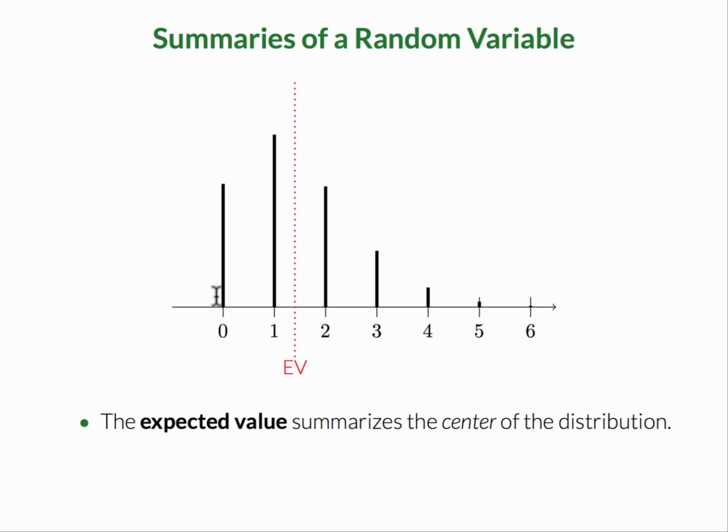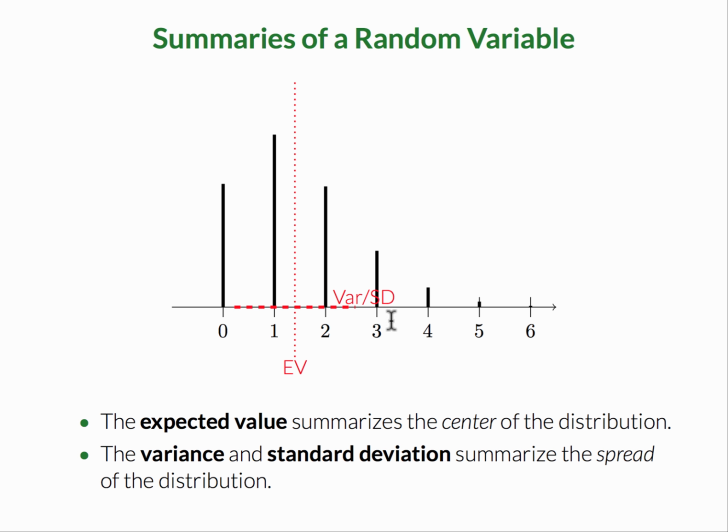We've already talked about the expected value, which measures the center of a distribution. But the center only tells part of the story. We also need to summarize the spread of a distribution. Two closely related measures of the spread are the variance and the standard deviation. In this video, we'll focus on just the variance.